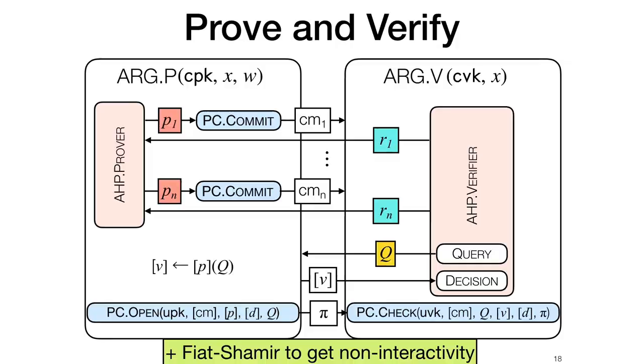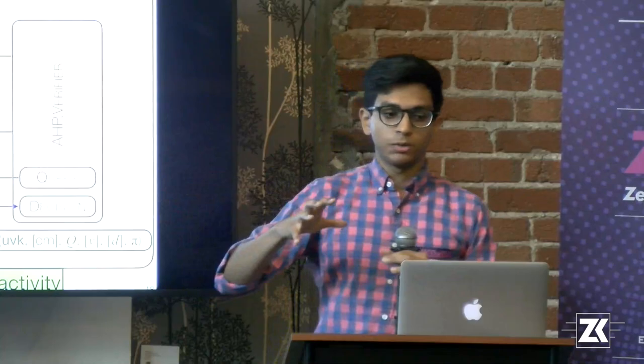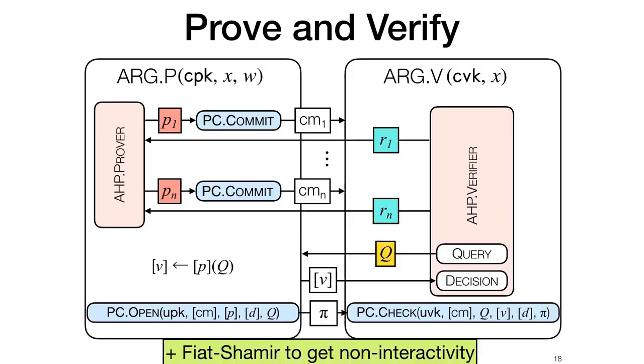This is an interactive protocol. You can make it non-interactive by Fiat-Shamir, because all these messages are random. The queries are supposed to be random. The challenges are already random because it's public coin. So you can get a non-interactive argument at the end of this. Very clean construction. The idea is to use holography to pre-process the circuit, and then instead of sending polynomials, you send commitments to polynomials and prove that their evaluations are correct.